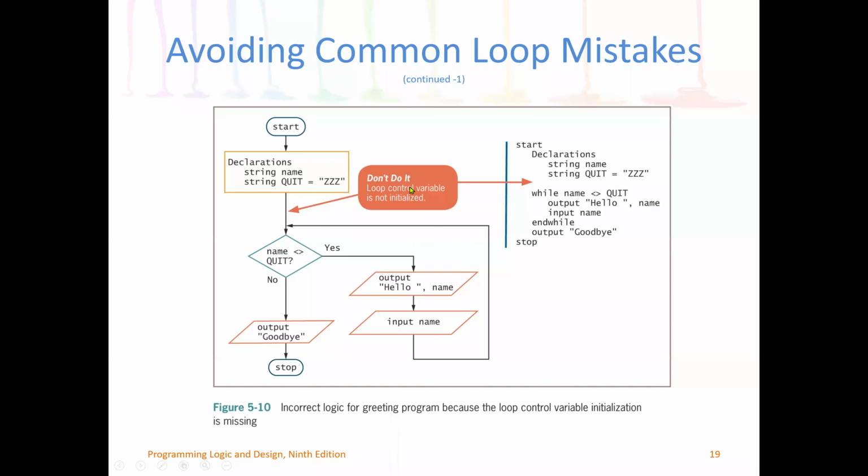For example, here they say we shouldn't do this because the loop control variable is not initialized. I declare the variable name, and then we say quit equal to zzz. But remember, the string variable name is the loop control variable, because here we can see name not equal to quit. So name is the variable in the condition, so that will be the counter. So we need to initialize it. If we say name not equal to quit, what is the beginning of the name? Is the beginning of the name, let's say, go, yes, or something? So we have to initialize it.